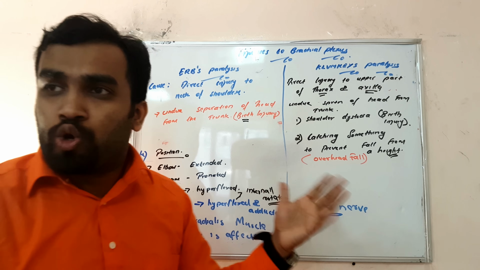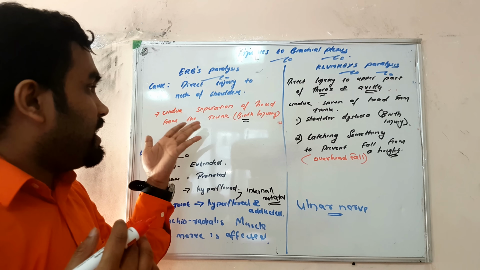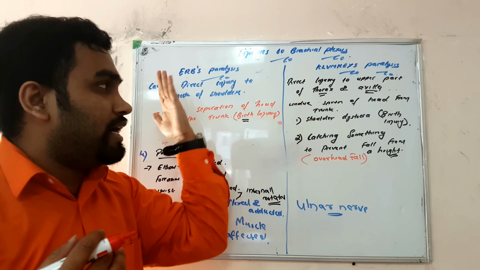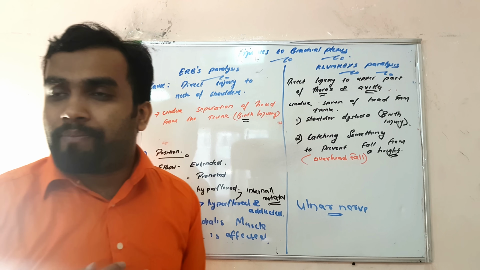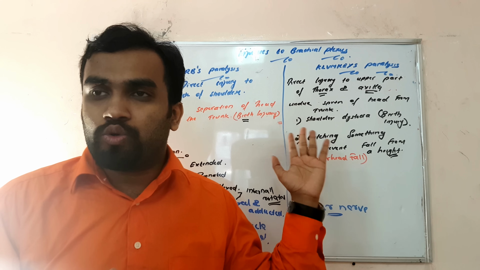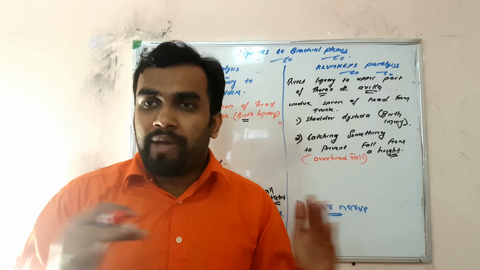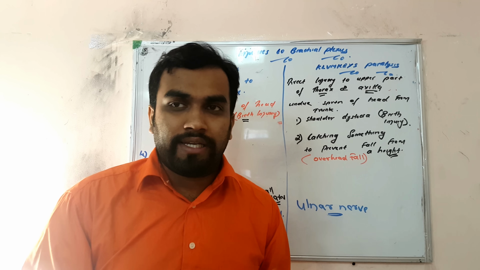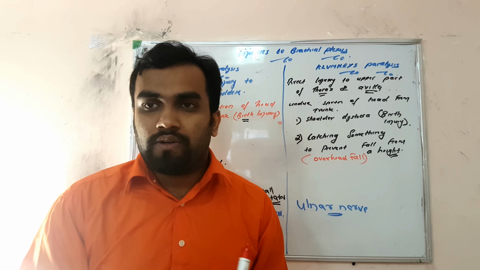The C8, T1 root value can be damaged. Here one thing is undue separation of the head from the trunk, so both Erb's and Klumpke's paralysis can be seen. So this is an important topic. Go through this, it will be useful in solving many MCQs. Now we will do each nerve separately, for the damage of each nerve.